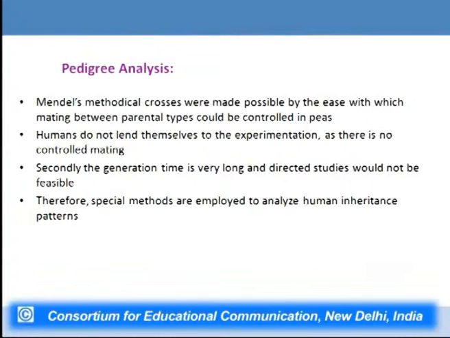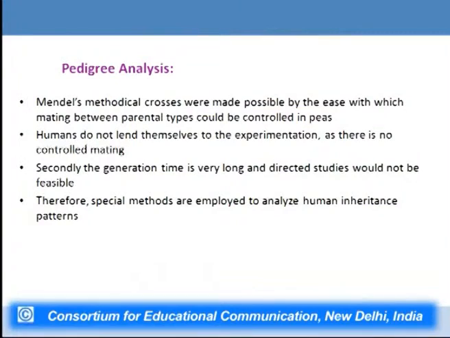and humans will not lend themselves to experimentation like these, as there cannot be a controlled mating in a civilized society. Secondly, the generation time of humans is very long as compared to that of peas, and so direct studies would not be feasible in humans for finding out the inheritance pattern of specific genes and alleles. Therefore, special methods need to be employed to analyze human inheritance patterns of specific genes and specific traits.